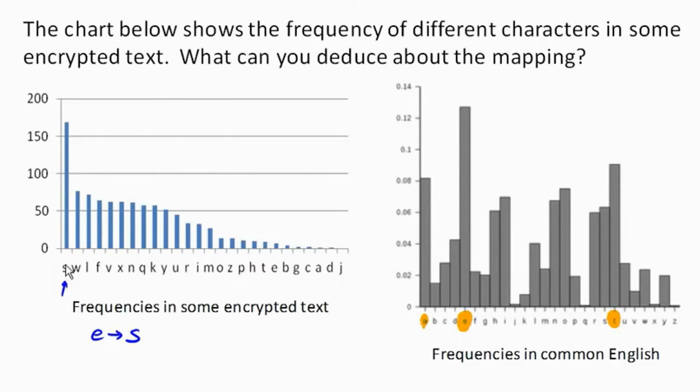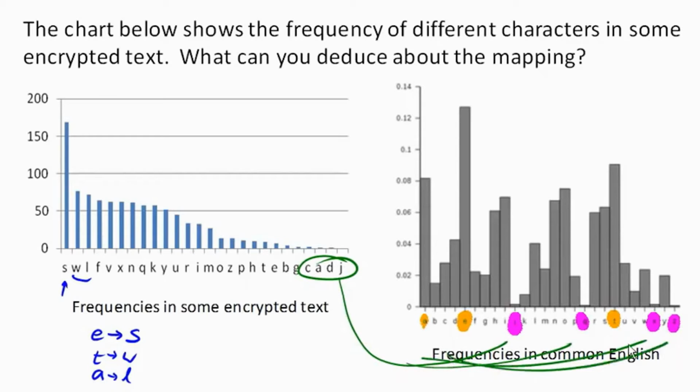Now, it's very likely that these two, W and L, came from A and T. So it's very likely that maybe T maps to W, and A maps to L, though those two could possibly be swapped. Now, we could also look down here and see that certain other characters, like J, X, Z, and Q, don't show up very often. And so it's very likely that these characters here, C, A, D, and J in the encrypted text, correspond to those very infrequent letters.